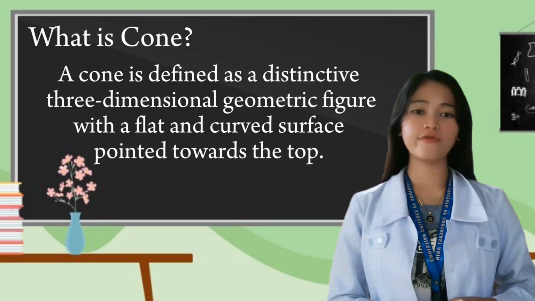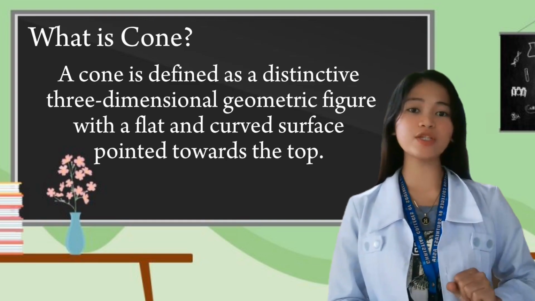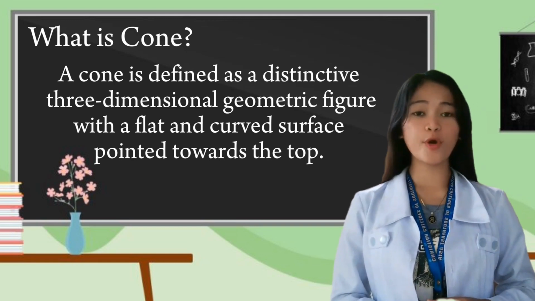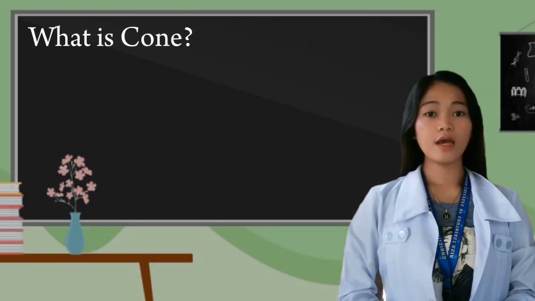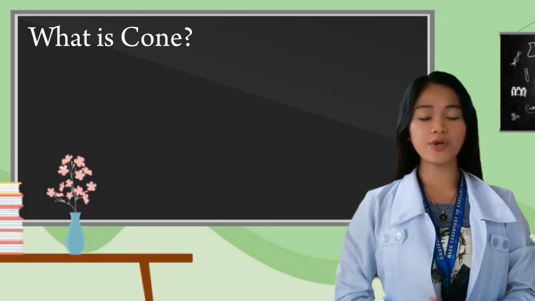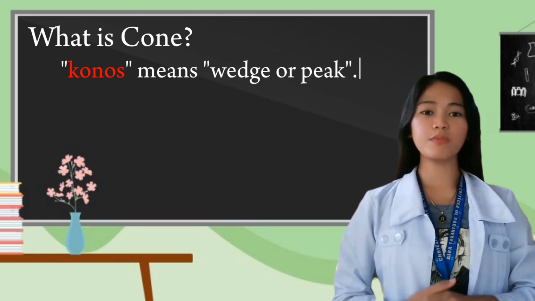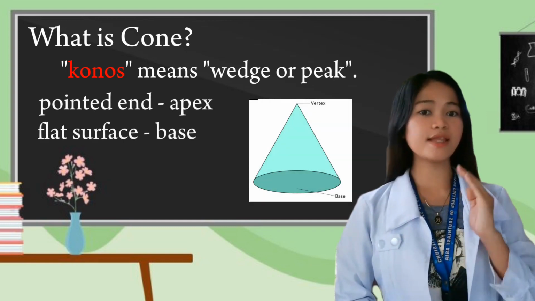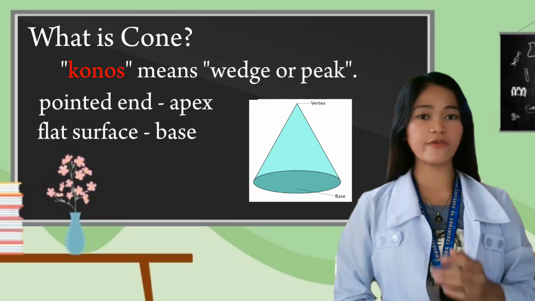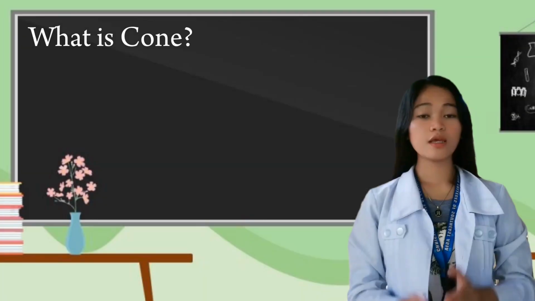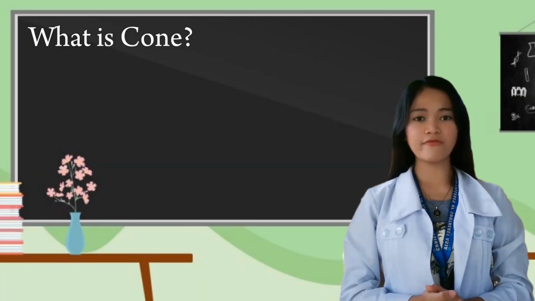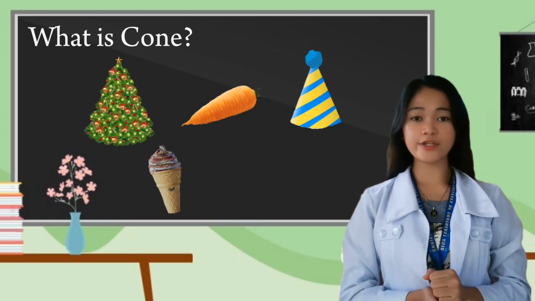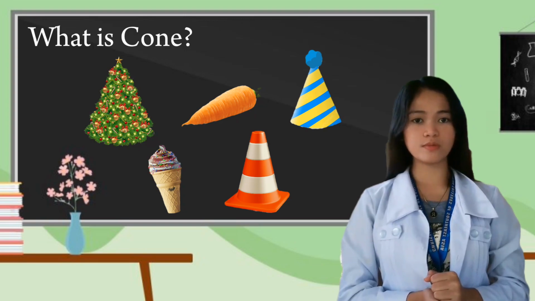A cone is defined as a distinctive three-dimensional geometric figure with a flat and curved surface pointed towards the top. The term cone is derived from the Greek word konos, which means a wedge or a peak. The pointed end is the apex, while the flat surface is the base. Examples of a cone in real life are a Christmas tree, carrot, party hat, ice cream cone, and traffic cone.